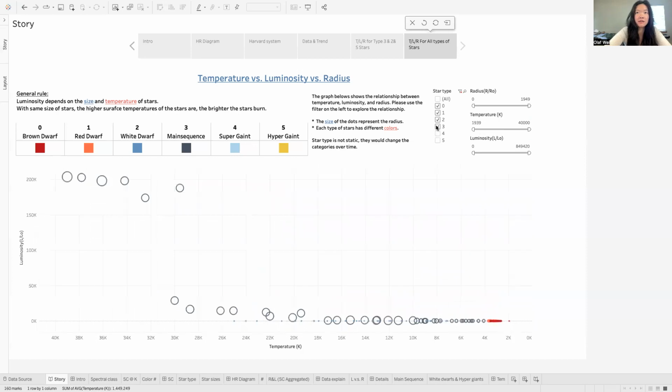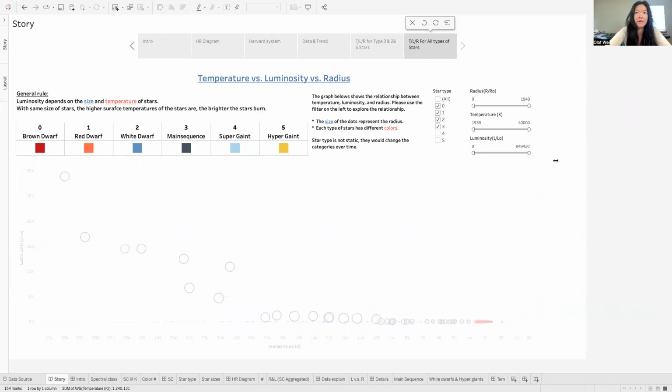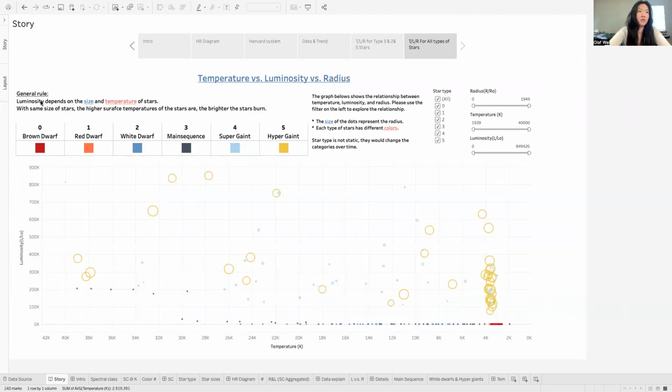These are hypergiants, this is main sequence. And let's say right now you only want to see the luminosity that is less than 50,000. So you move that to 50,000. So boom, that's everything. So you can just explore it to see if the general trends are correct or not.